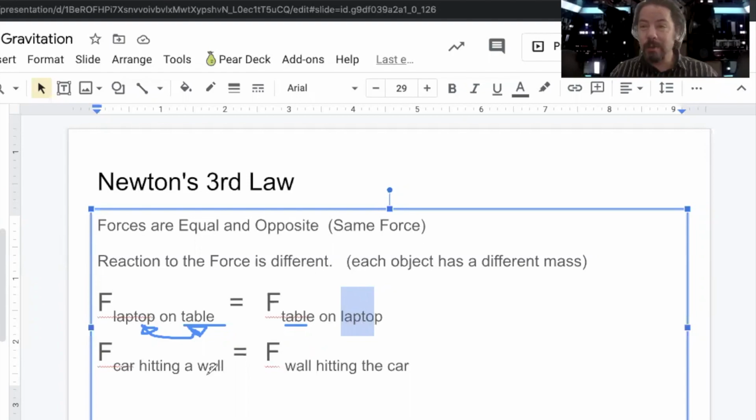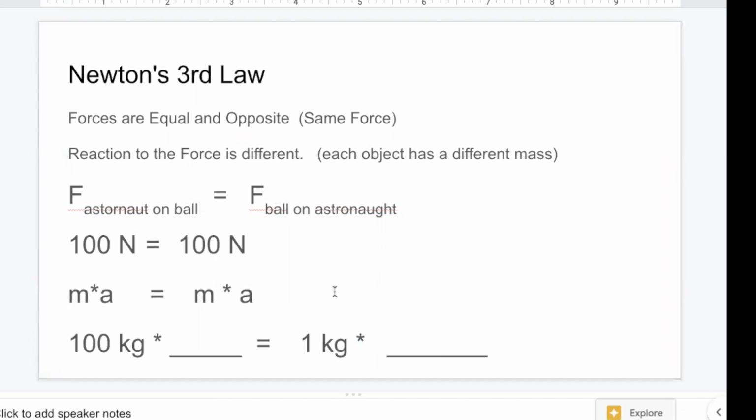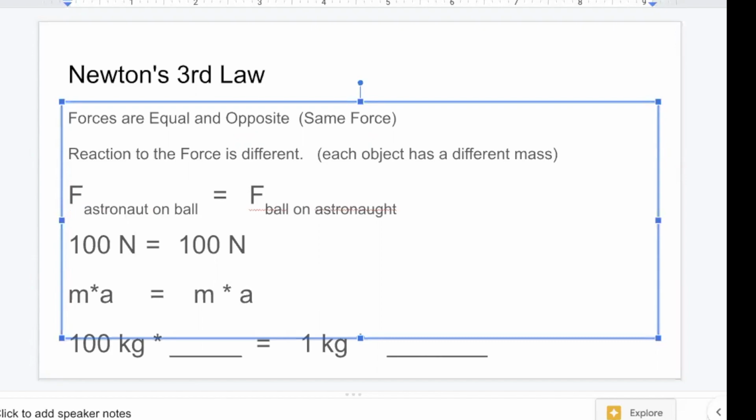Okay, now here's what messes people up. The forces are equal and opposite, but the reaction to the force can be different. It can be the same, but it can be different. So we have an astronaut pushing on a ball in space, and the ball, in a sense, is pushing back on the astronaut, and the forces are equal. The force of the astronaut on the ball and the force of the ball on the astronaut. That force is equal, so they're both equal to 100 newtons, for pretend, okay?